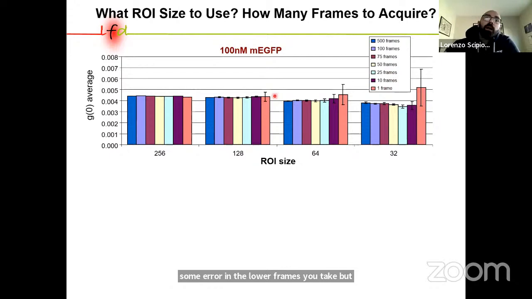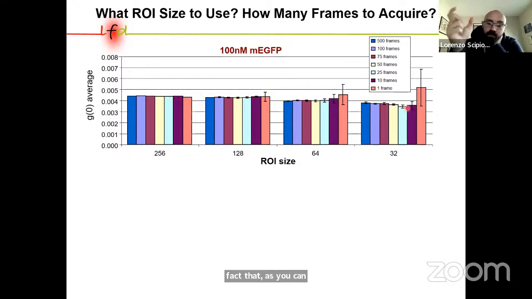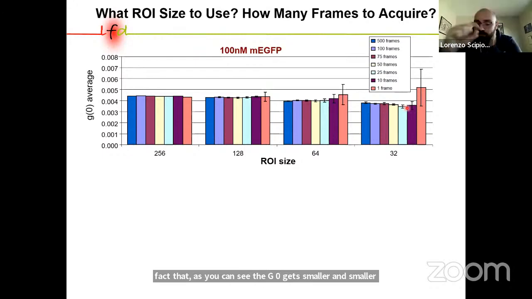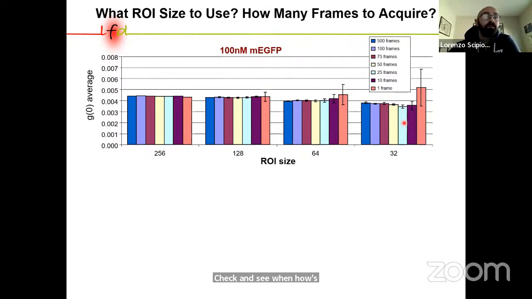But the real problem is that if you take smaller and smaller regions, the problem now is not the error per se, which is still pretty small, but the fact that the G0 gets smaller and smaller. That's because you're taking too small a region, and it cuts the tail of the autocorrelation function, and you're getting a skewed result. So it is important to do this sanity check and see how small you can go.